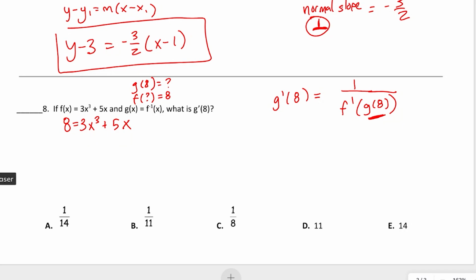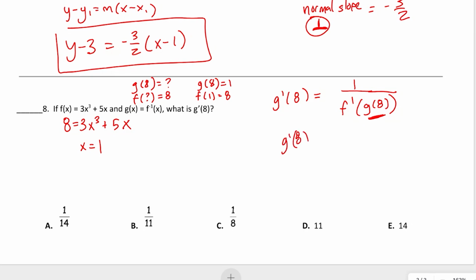1. So if x was 1, we'd have 3 times 1 plus 5 times 1, which is 3 plus 5 equals 8. This is a pretty unconventional approach, but I think it gets the job done, and we get that x is 1. I don't think you'll be given one that's more complicated than that. You definitely have to be a little creative in figuring out what that x value is. But there it is. So that means f of 1 is 8. Therefore, g of 8 is 1.